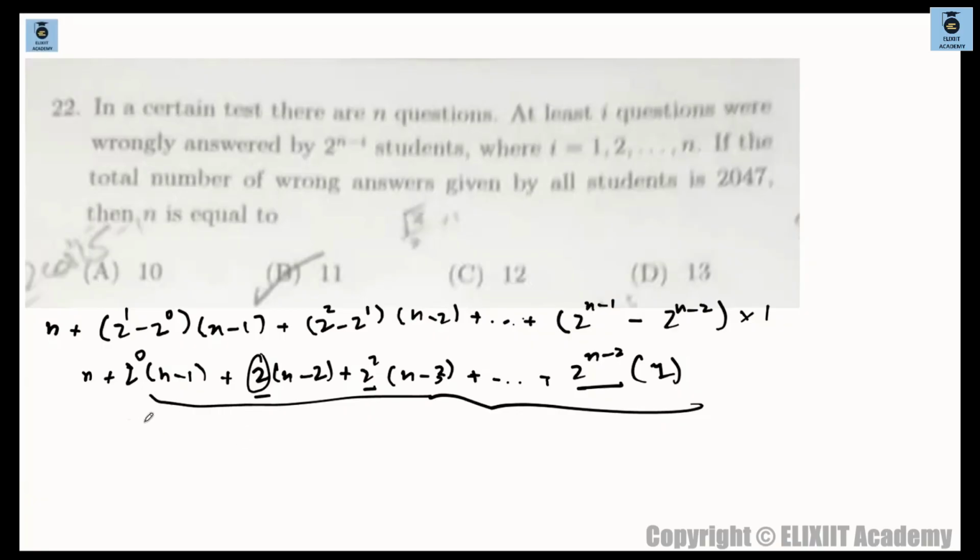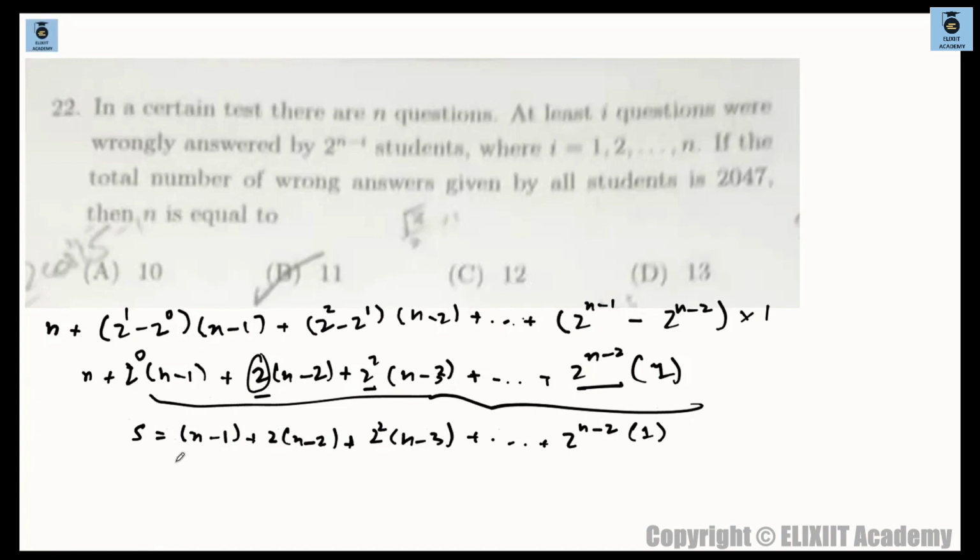So I'll consider this to be S, and then I'll solve this thing. So S is basically n minus 1 plus 2 times of n minus 2 plus 2 square times of n minus 3. Okay, and so on till 2 to the power of n minus 2 times of 1. This is the series given. So what do we do is we solve this by the shifting method. There is one specific way of solving these kind of series of AGP.